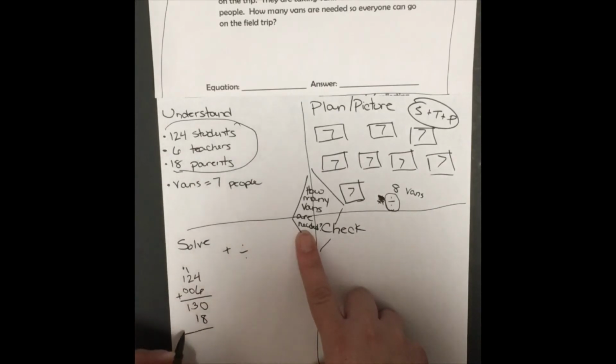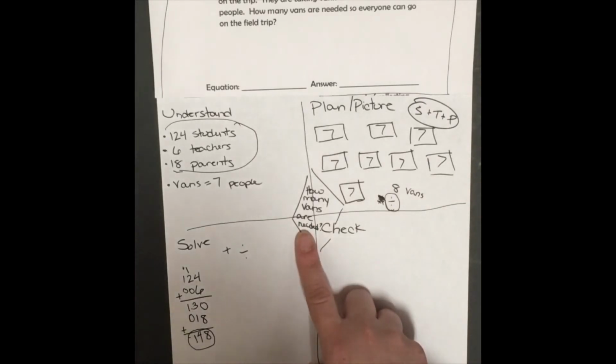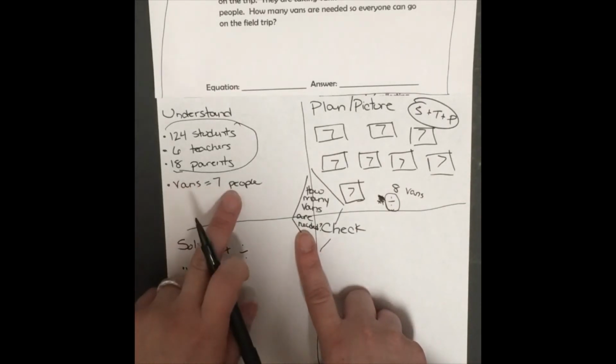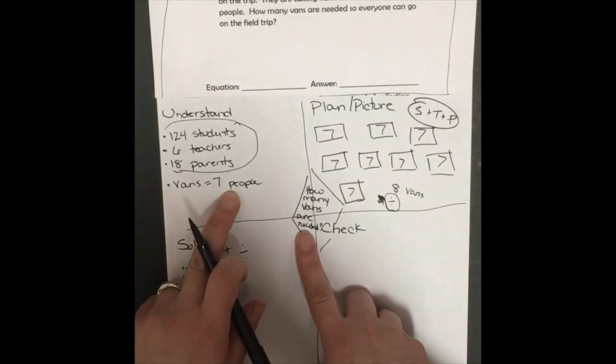Don't forget about your parents. Add in that 18. 0 plus 8 is 8. 3 plus 1 is 4. And then 1 plus nothing would be 1. I've got 148 people that are going on my trip. And I need to break that into 7 vans.